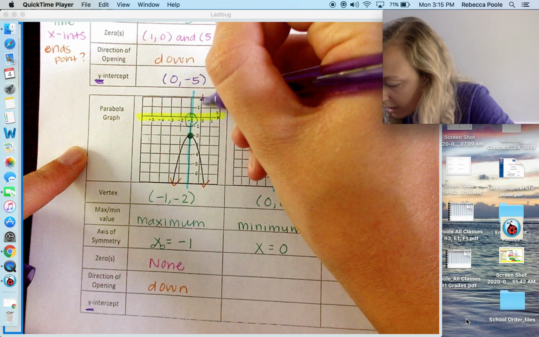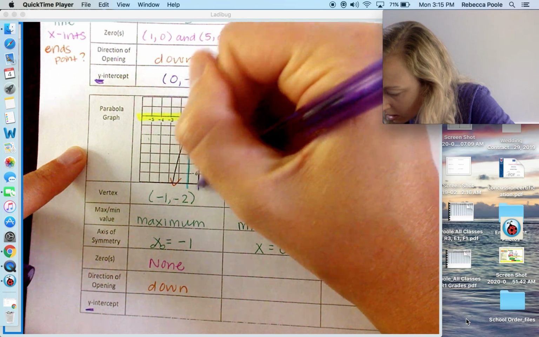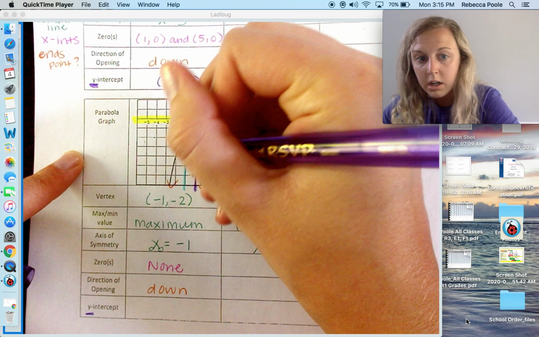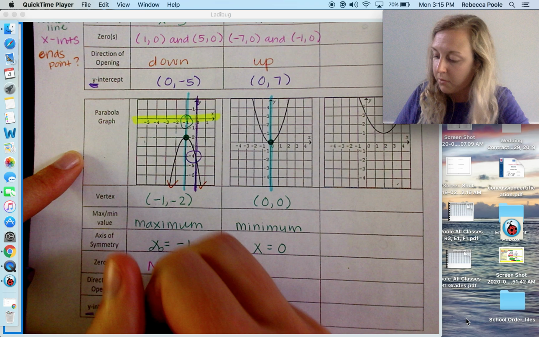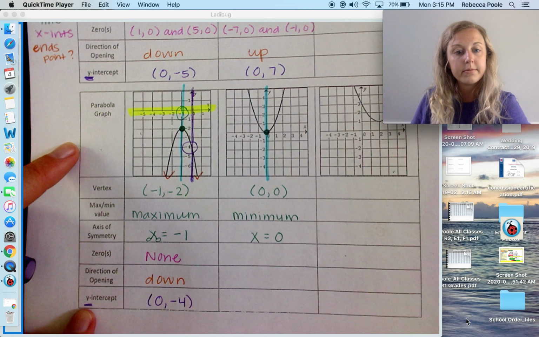All right, and then my y-intercept is where it touches the y-axis. So I'm going to do this lighter this time. As light as I can. All right, and y'all can see that. So this U right here touches my purple right here at -4. So that would be 0, and then -4 will go in for the y.